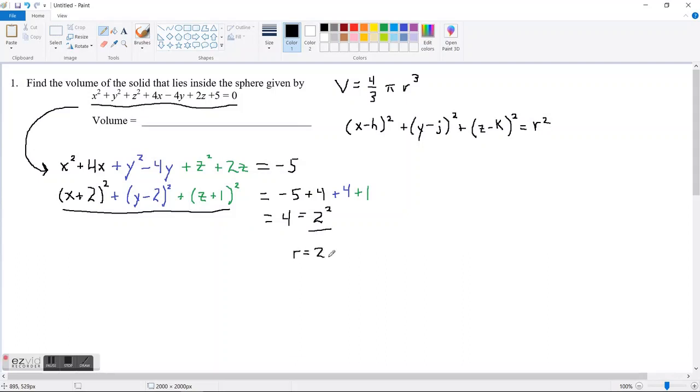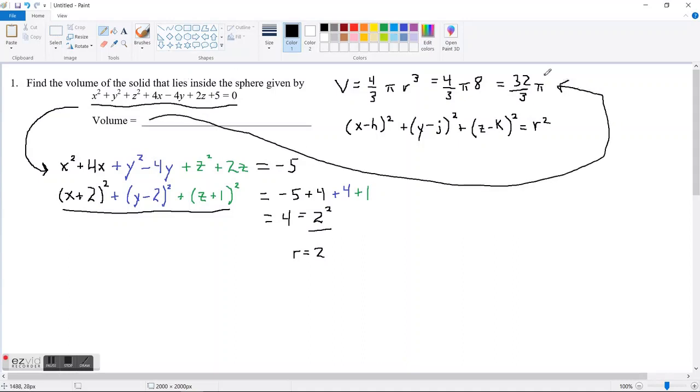We'll just plug that into our volume formula. We'll have 4/3 pi times 2 cubed, which is 8, and just multiplying that out, we get 32/3 times pi. And that is the volume of the sphere. And that's what we're supposed to compute. So we're done.